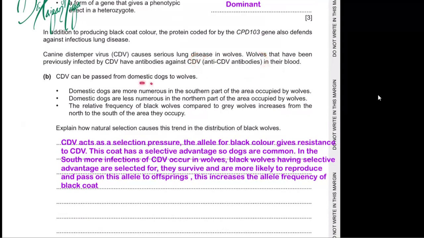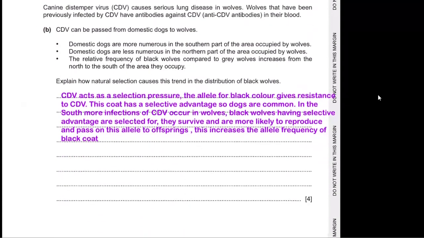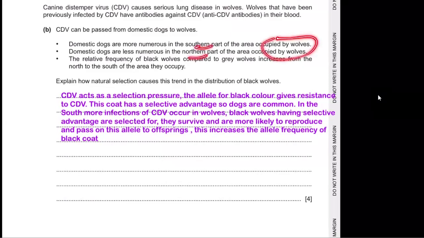CDV can be passed from domestic dogs to wolves. This is where the transmission cycle occurs. That domestic dogs, they pass it on to wolves. Domestic dogs are more numerous in the southern part of the area occupied by wolves. Domestic dogs are less numerous in the northern part of the areas occupied by wolves. So there are two areas occupied by wolves, the southern and the northern. Where are the domestic dogs more? Here you have more domestic dogs. Here you have fewer domestic dogs, although the wolves are still there in both. The relative frequency of black wolves compared to gray wolves increases from the north to south of the area they occupy. So the black ones, we know they are resistant to that infection, whereas the gray increases.